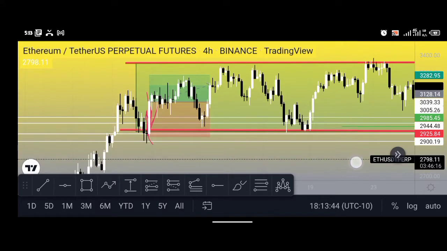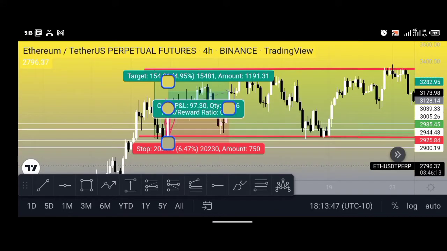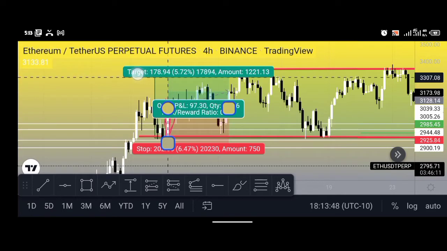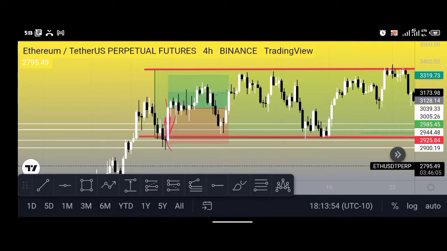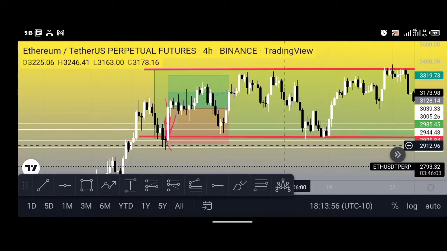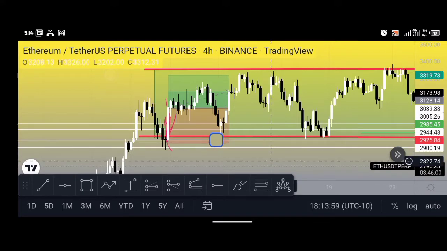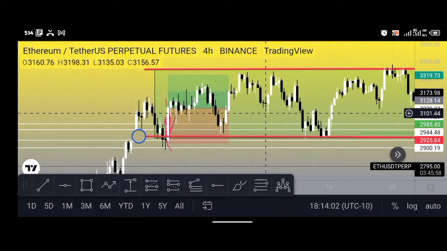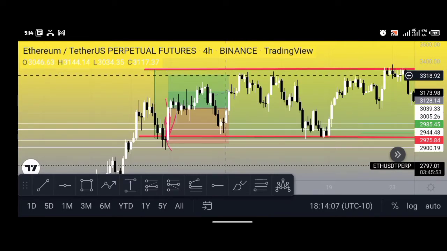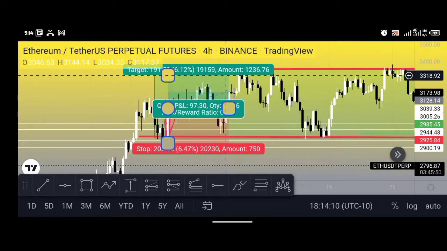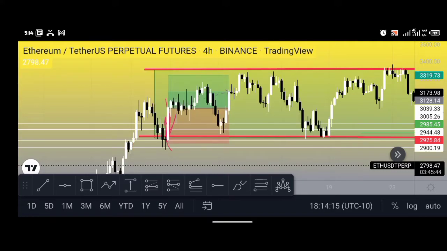We can comment. Yes, 6%, see it here. You see, it hits my target with that 1 to 1 risk reward ratio. It hits my target, see it here. That is why I say make sure you are not greedy in the market. I keep on saying that. Make sure you are not gambling with your money. Make sure you have a good reason to place a trade.